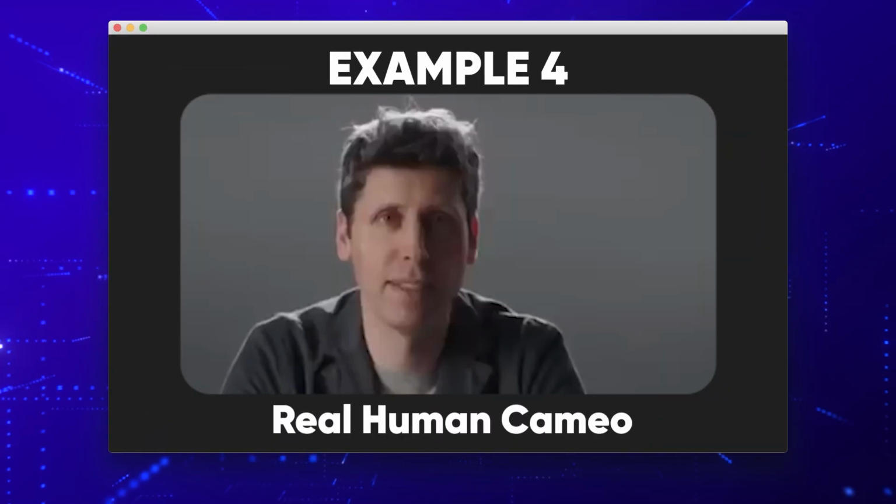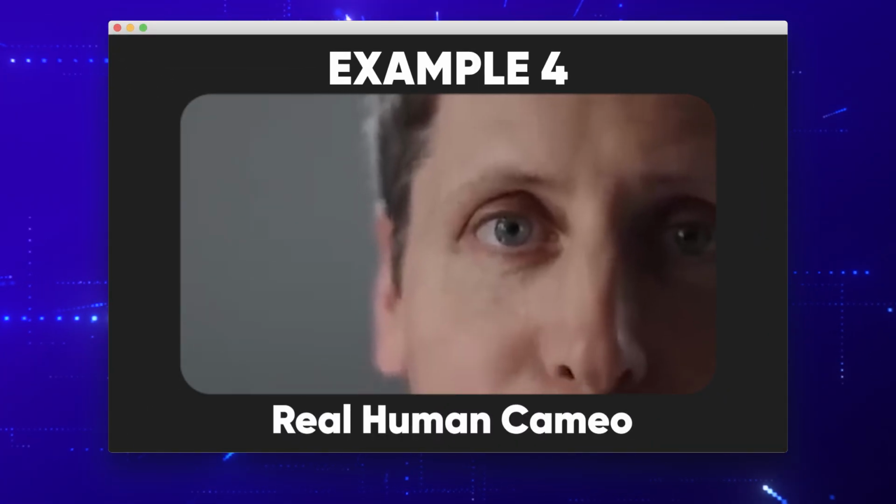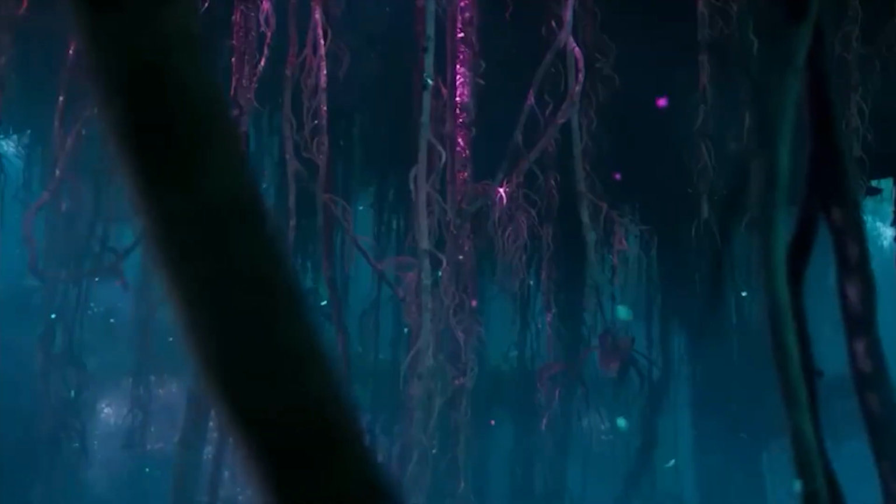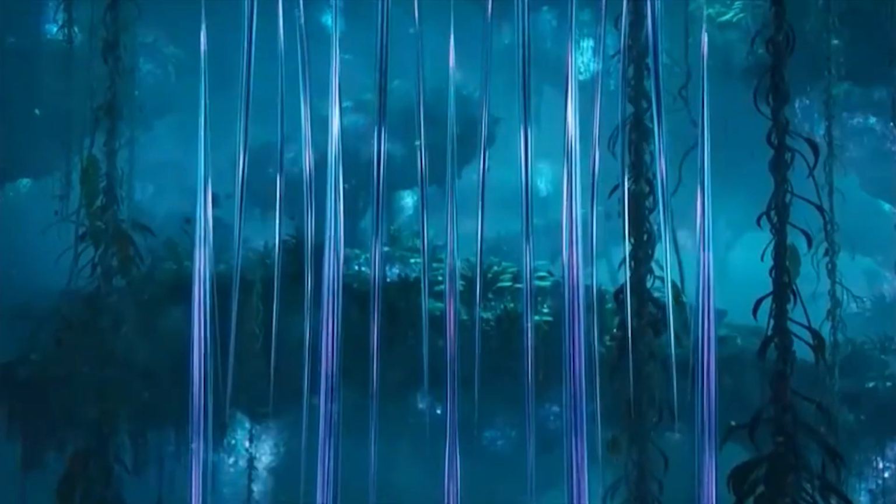Example 4. Real human cameo. This one is freaky. You film a quick clip of yourself, upload it, and Sora 2 can drop you into a generated scene with your real look and real voice. You know what that means, right? I can finally cameo in Lord of the Rings as the elf who only eats hot pockets. Dreams do come true.